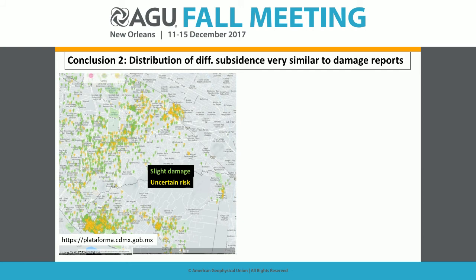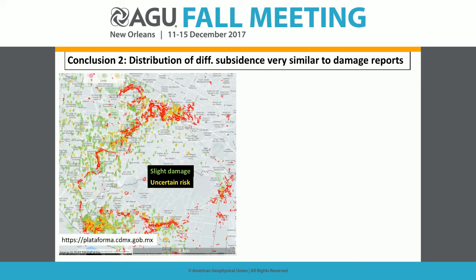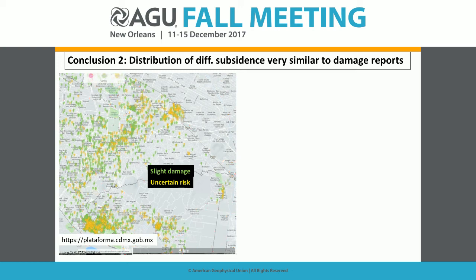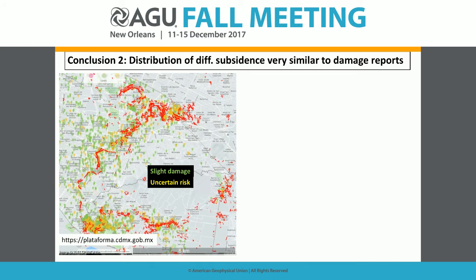And the conclusion number two that we get from this analysis, this data set, is the damage reports from the Mexican government. This is higher density. In green you see slight damage, and in yellow you see uncertain risk, which means, I imagine, more damage, but the government doesn't say it like that. And if you plot on top the results we got, we see a very good correlation between the yellow and the results we get from Cosmo-SkyMed, which are the displacements that are also happening during the earthquake.